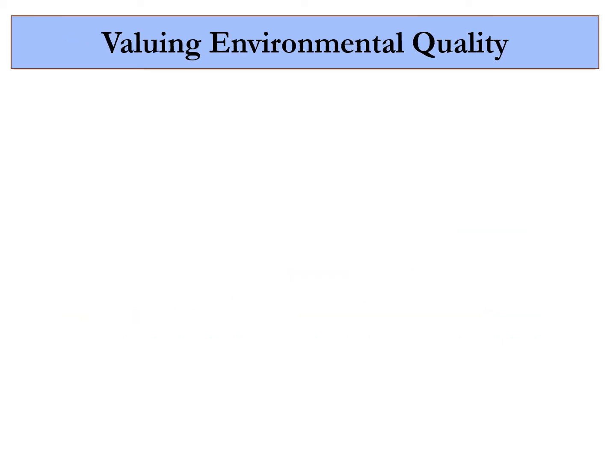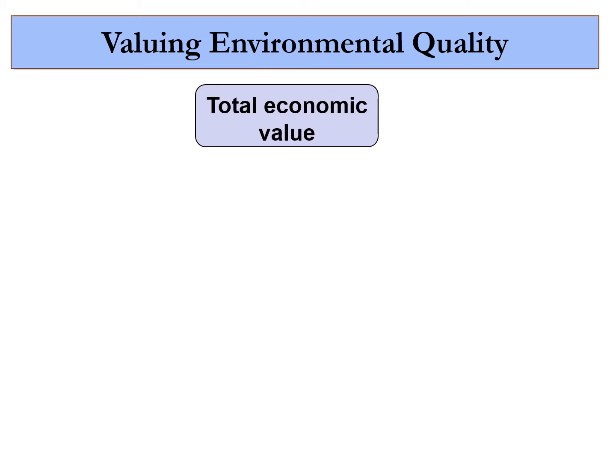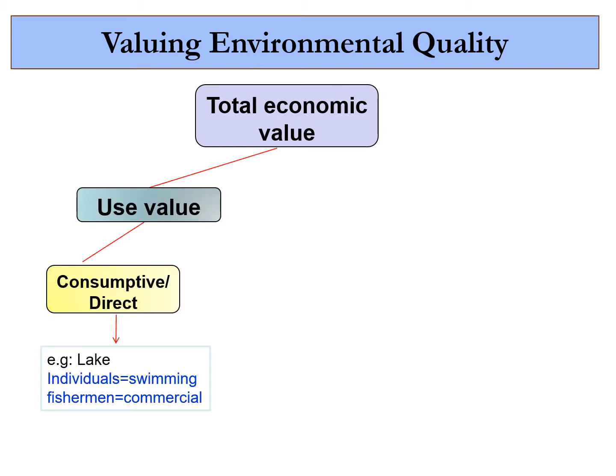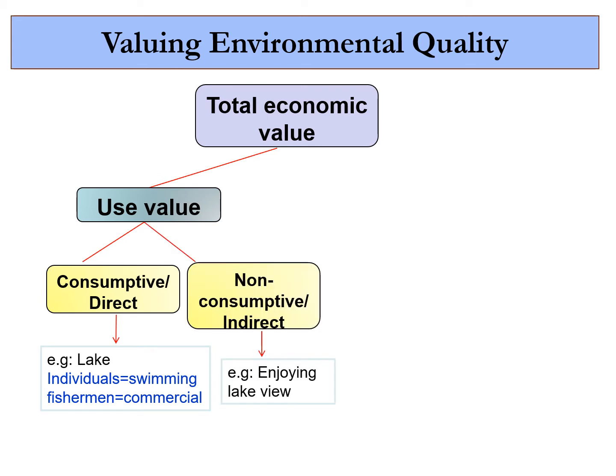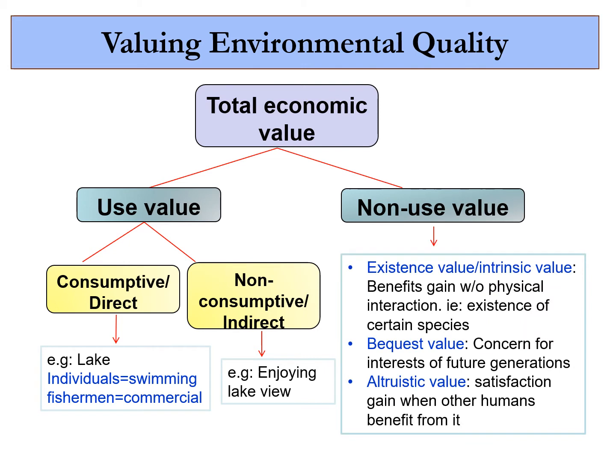Valuing the environmental quality. Total economic value can be divided into two. The first one is use value. Under use value, we have consumptive as well as non-consumptive. The second one is non-use value. We have a few terms to explain the non-use value.